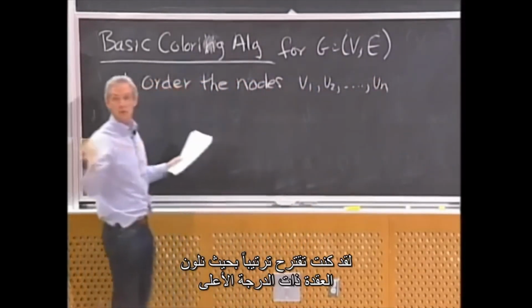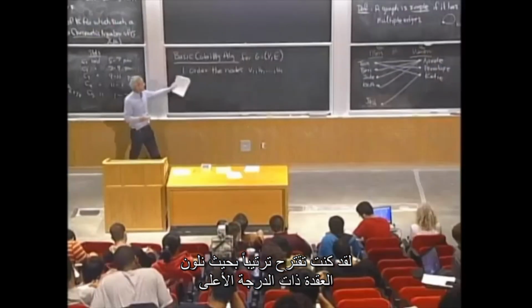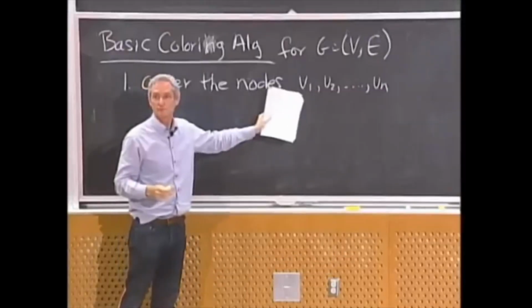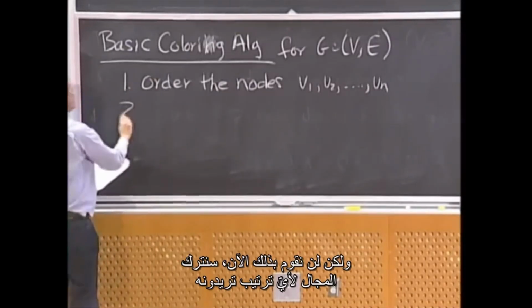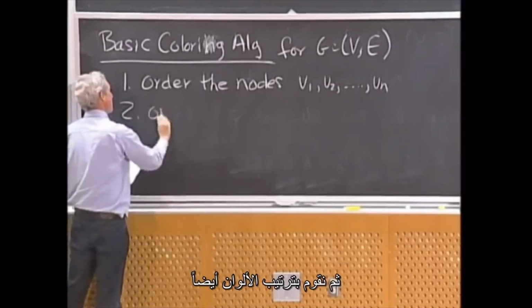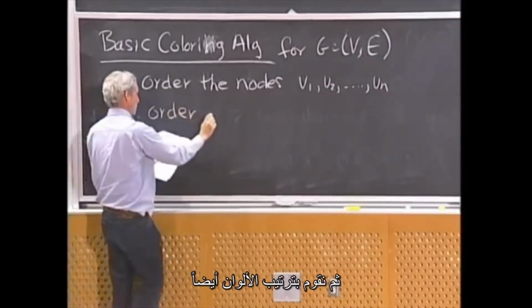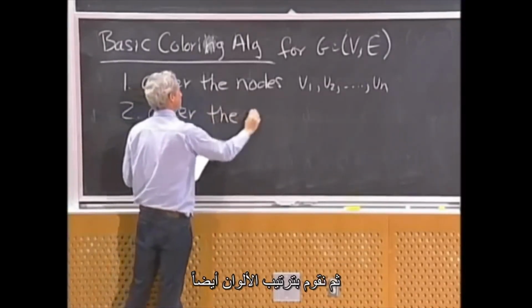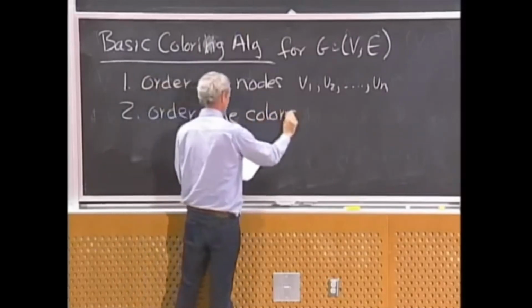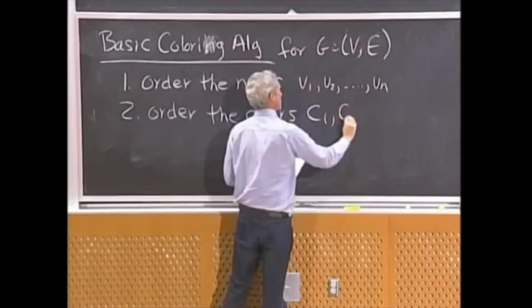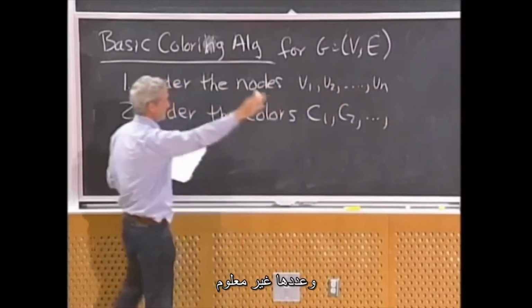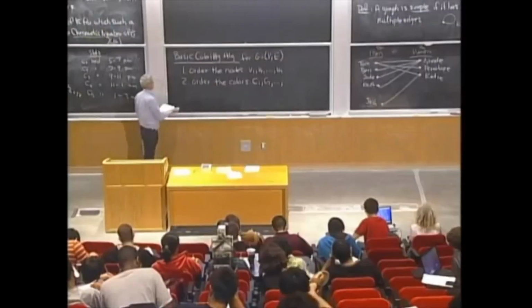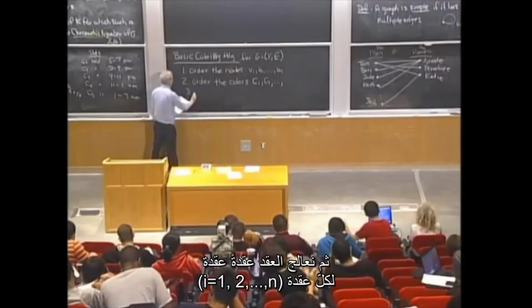Now, in your case, you were suggesting an ordering where I have the high degree nodes first. All right? But for now, we're not going to specify that. We're going to make it any ordering you want. And then we're going to have a notion of an order on the colors as well. I don't know how many colors, but they're going to be numbered 1, 2, and so forth. And then we're going to process the nodes one at a time.